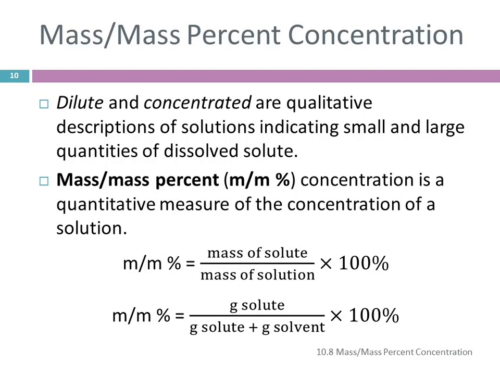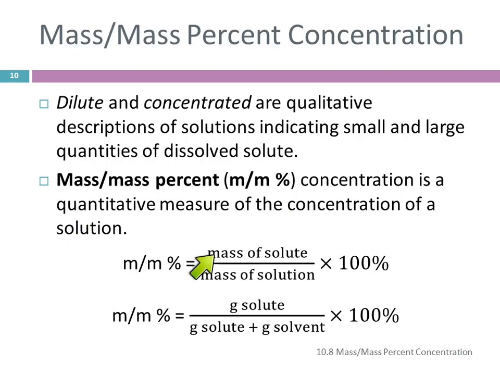Well, qualitative descriptions are nice, but scientists like numbers. So we're going to learn two different quantitative descriptions for solution concentration. One is mass percent concentration. Mass percent, or M/M percent concentration.